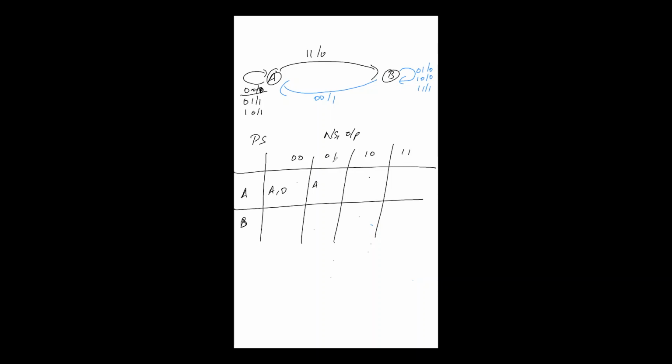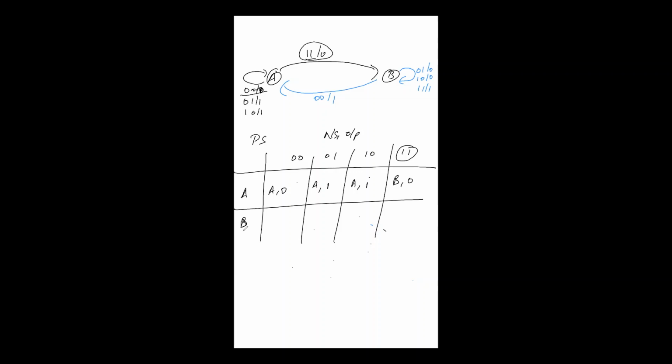01 is the input. Next state is A only, and output is 1. 10, next state is A only, and output is 1. If both the inputs are 1, 1, you can see from here, and the present state is A, it is going to B, output 0.